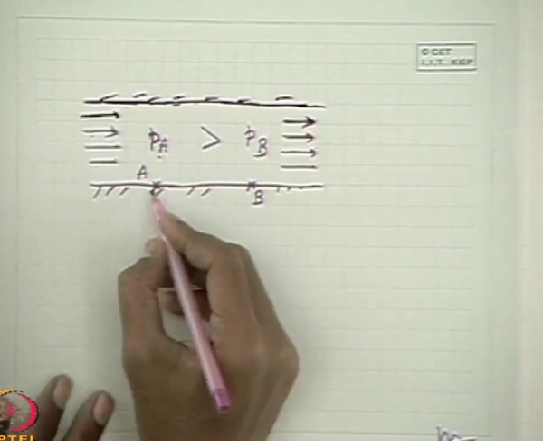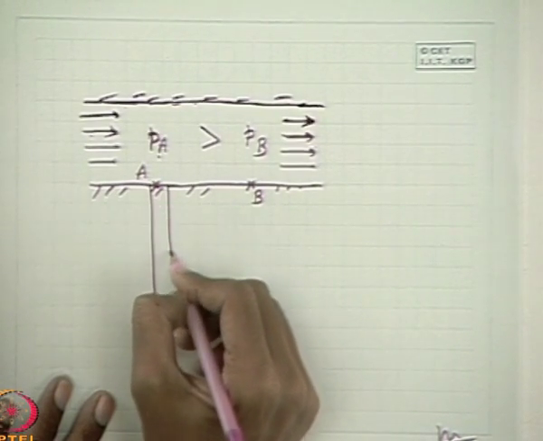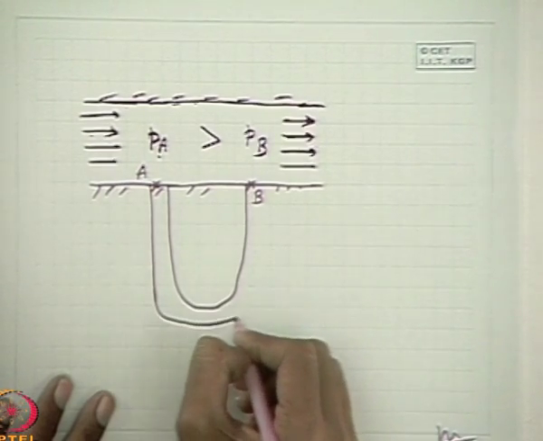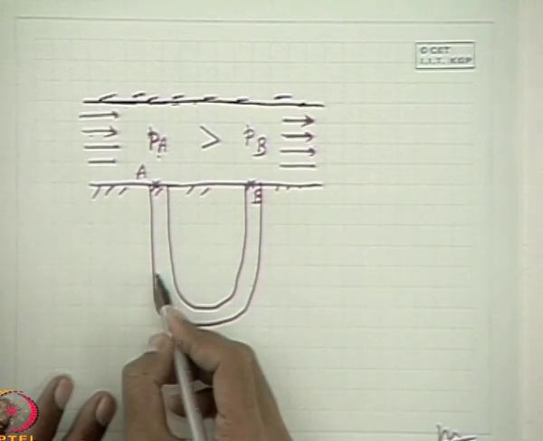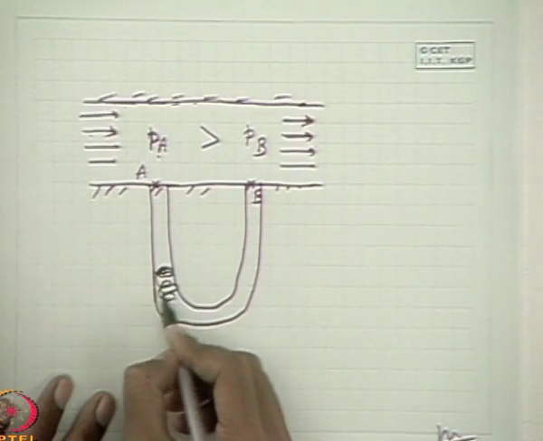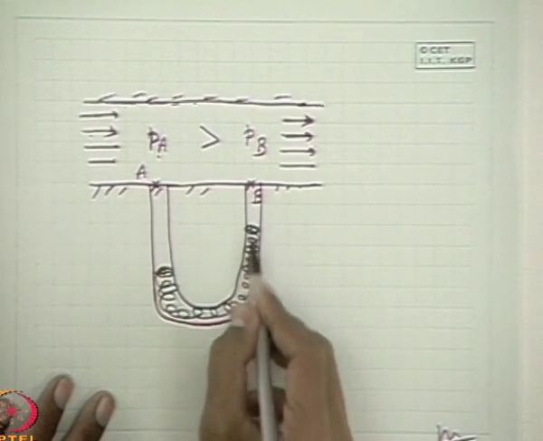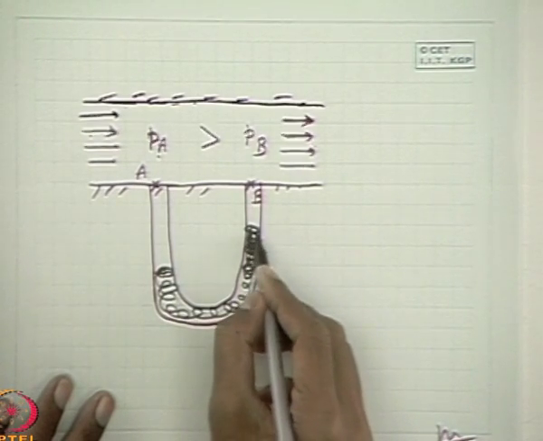So, what is done if we just now attach a manometer connecting the two ends between A and B with a manometric fluid, what will happen? We will see a situation like this. This is the manometric fluid.